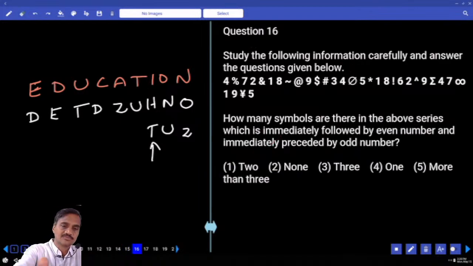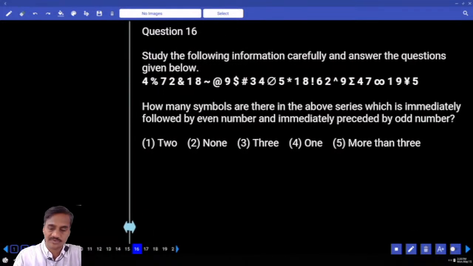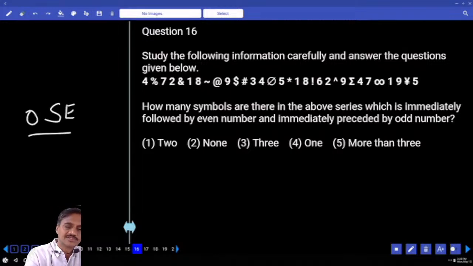Then in this one, question number 16 onwards, it is based on sequence. And how many such symbols are there? Now the question is about a symbol. First we need to represent the symbol like this, S, which is immediately followed by even, E, and immediately preceded by odd. And the sequence must be odd, symbol, and even.